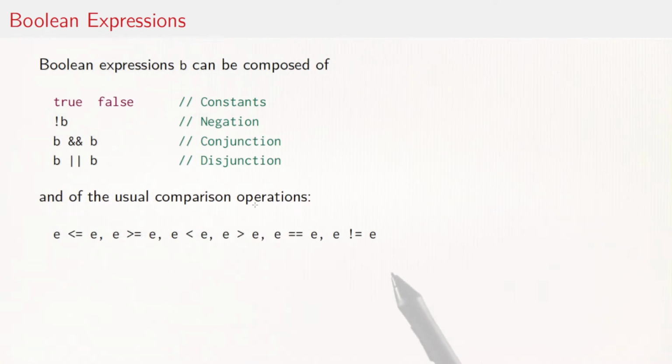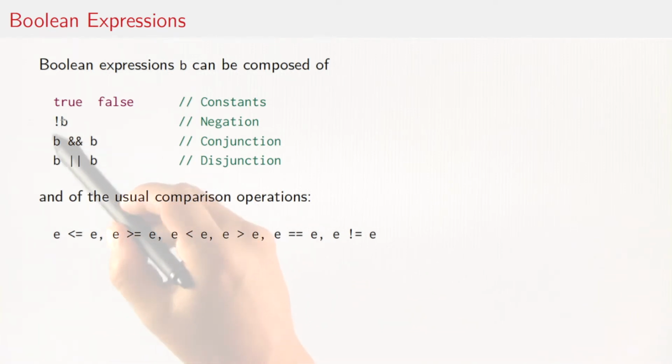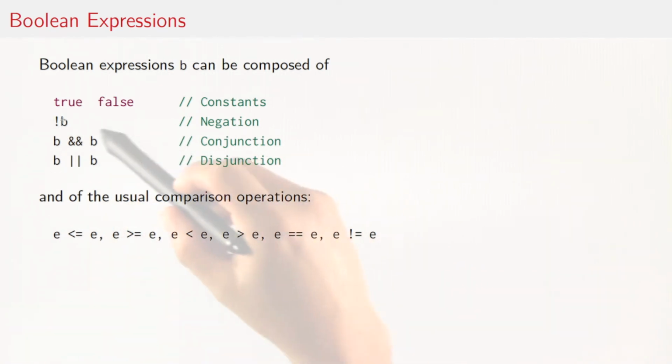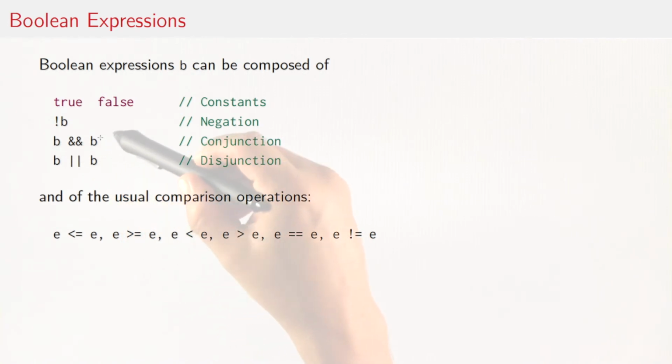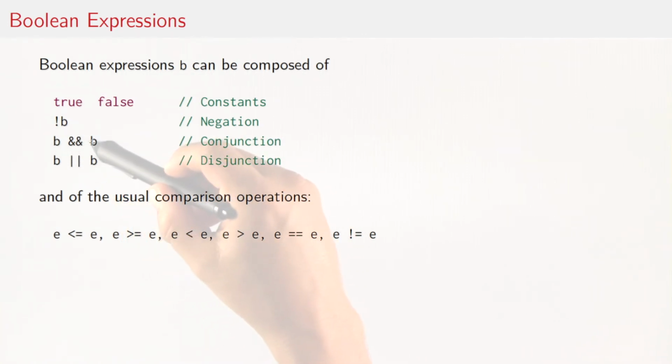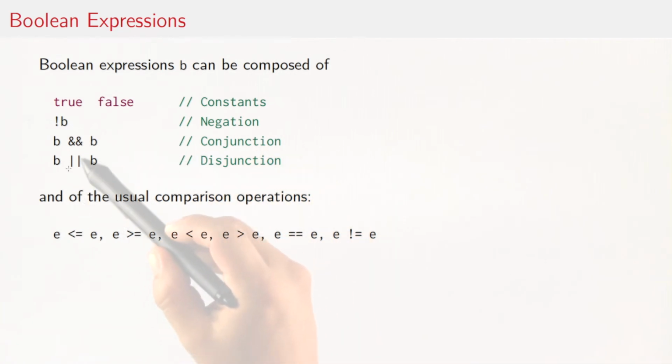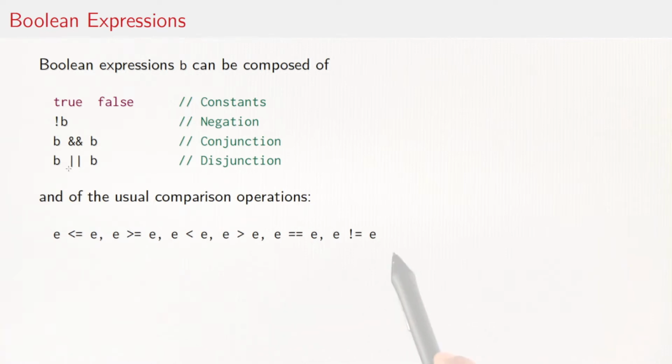So Boolean expressions are formed essentially in the same way as in Java. So you could write true or false as Boolean constants. Not B is written bang B for negation. Conjunction, B and another B, would be written B ampersand ampersand B. Disjunction is written with a double bar. And you would have the usual comparison operators from equality, inequality to all the comparisons. Generally, if an expression is a legal expression in Java, then you can expect it to be a legal expression in Scala as well.